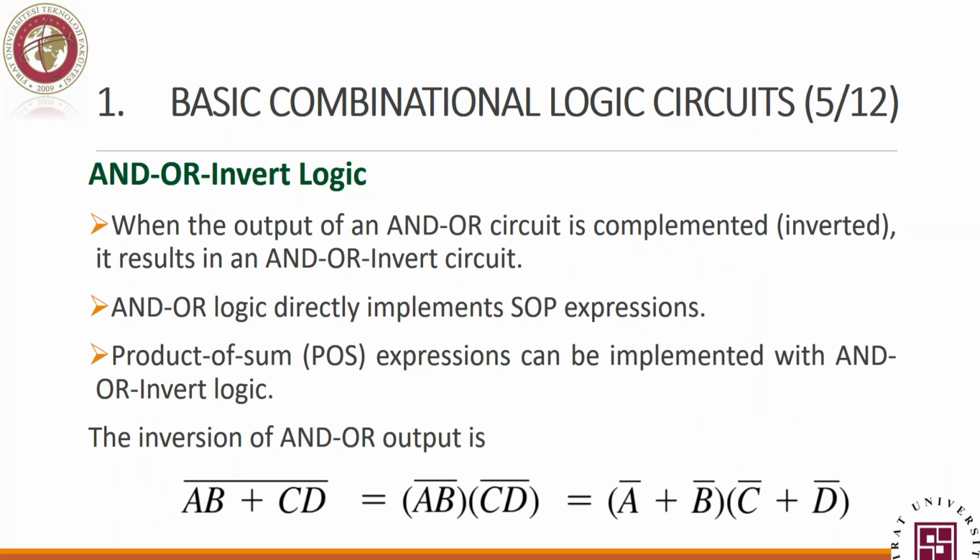All right. An AND OR invert logic. We explained about the AND OR. AND OR means what? Sum of products. We explained about the sum of products. We have products in Boolean, of course, A and B, C and D, etc. If we invert it, we may create another concept, which we call here product of sums, POS. So product of sums is somehow the inversion of AND OR logic.